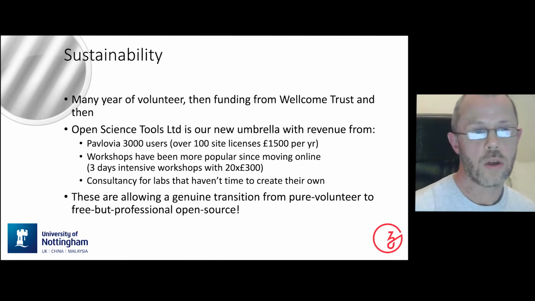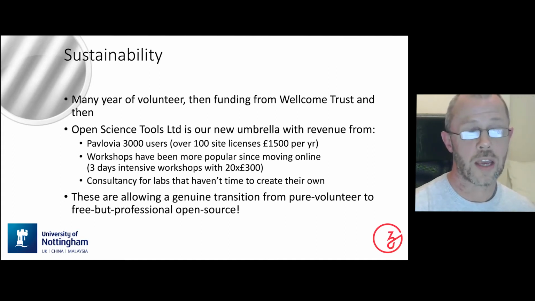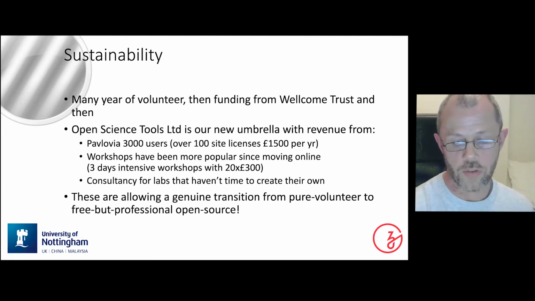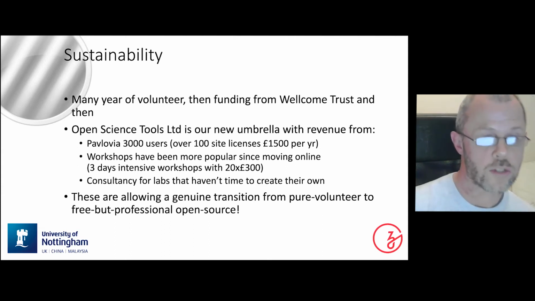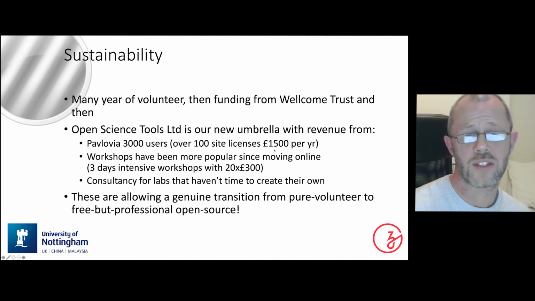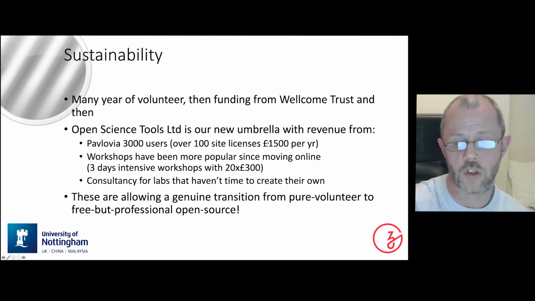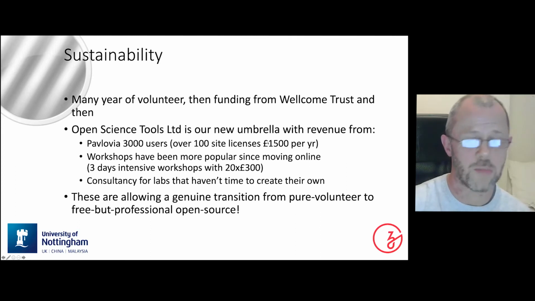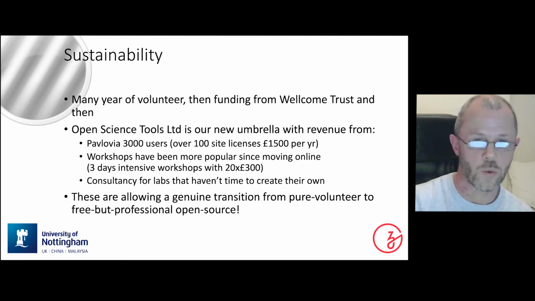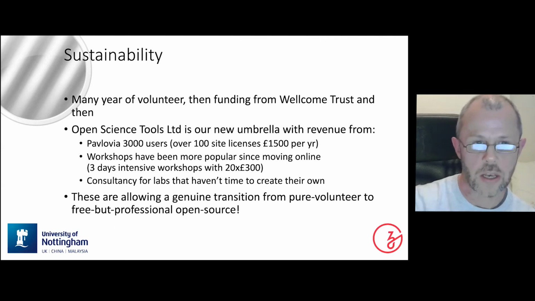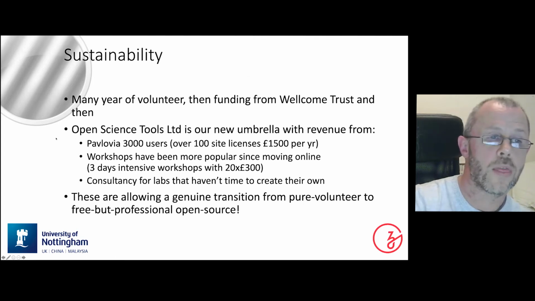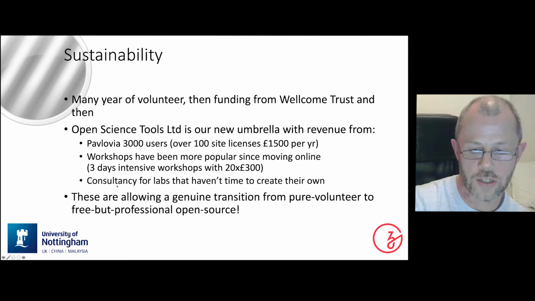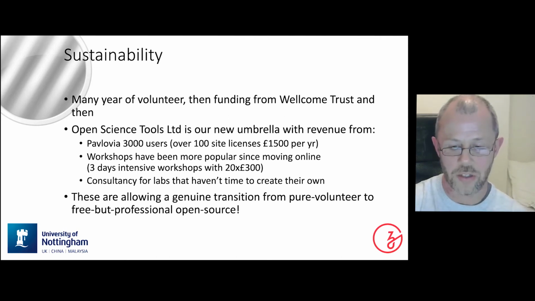We've created our own company called Open Science Tools Limited, which receives income from that Pavlovia website. So Pavlovia is not open source. We provide software as a service where we've now got over 100 site licenses. An institution would pay £1,500 per year. We've deliberately kept that extremely low. The commercial alternatives would be £10,000 a year for a site license. So we've kept that very, very low, which is probably why we've got so many site licenses now. And that's generating revenue for us to now actually employ our own staff to do this long term.